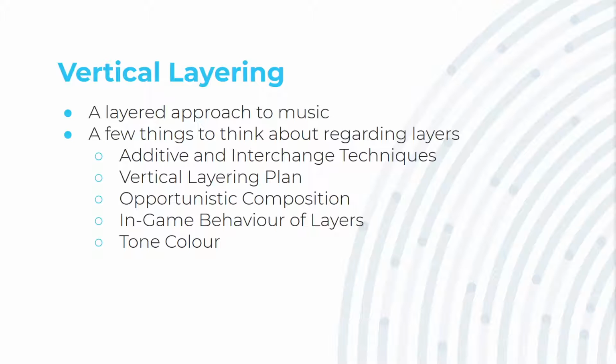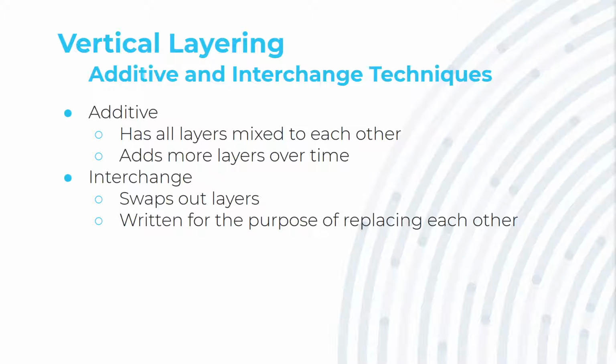It's just spread out to give each topic a bit of room. And so the first one is additive and interchange techniques. So the additive technique is when all the layers are mixed to each other, blending properly when they're all played at the same time, so that if they're all played at the same volume, it's still musically satisfying. And with this method, more layers are added in over time to have a bit more variety. So that would be the case with stem mixing pretty often.